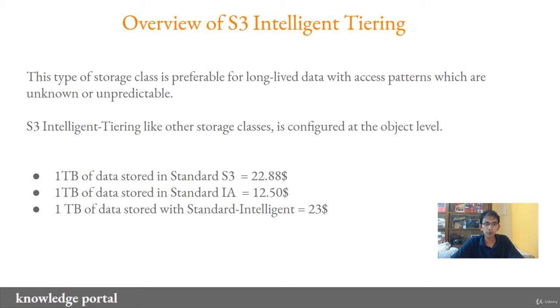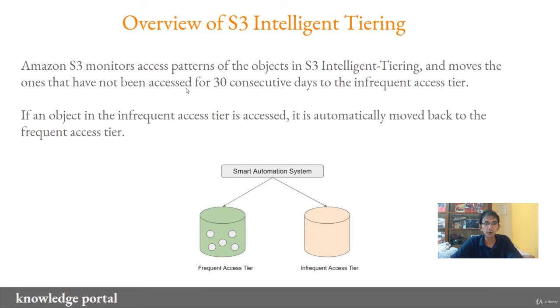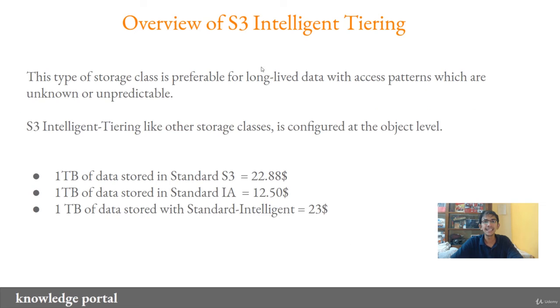Now, certain important pointers here. The first one is that this type of storage class is preferable for long-lived data, because here if you see, it monitors for 30 consecutive days, and if you have data which is only stored for 6 or 7 days, then there is no need for S3 intelligent tiering. So this is why this type of storage class is preferred for long-lived data with access patterns which are unknown or unpredictable. So you never know whether the data will be accessed or not. So the access pattern is unpredictable. Now this S3 intelligent tiering, like other storage classes in S3, is configured at the object level.